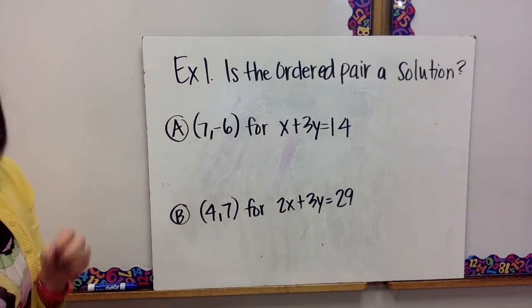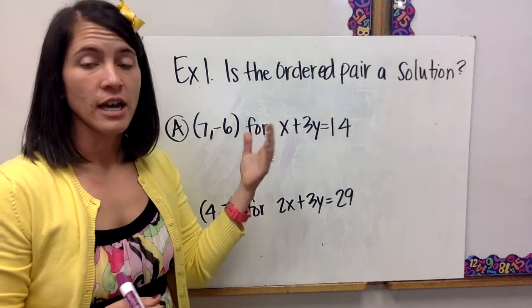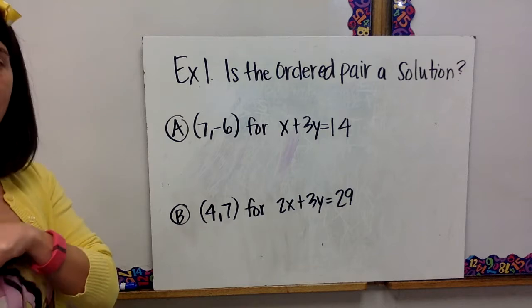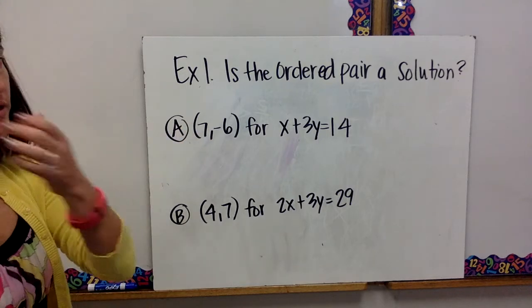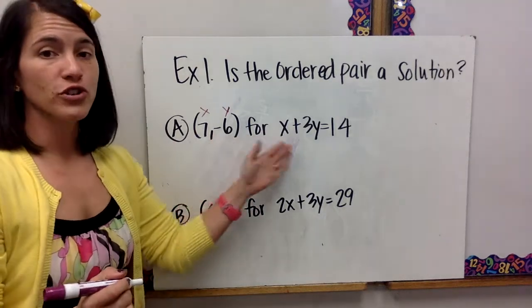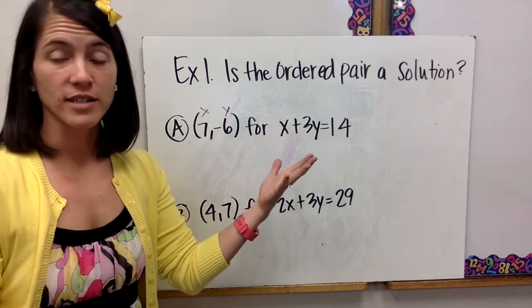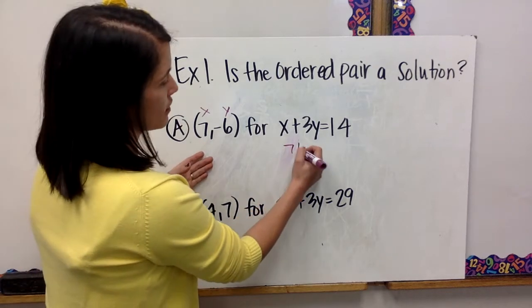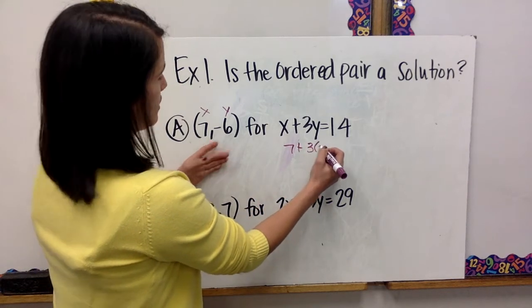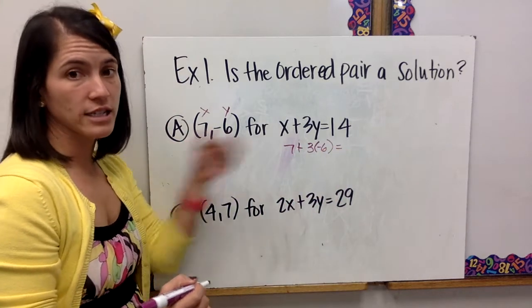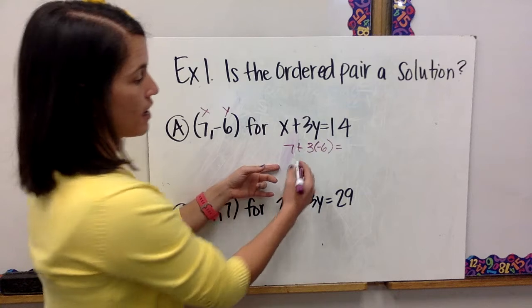All right, example 1. Is the ordered pair a solution to the equation? So in this first example, A, 7, negative 6. This is your x and this is your y. Does this solution work for this equation? Well, the best thing to do is to test it out. You're going to substitute 7 in for your x and negative 6 in for your y. I've just plugged them in. Do that on your paper.